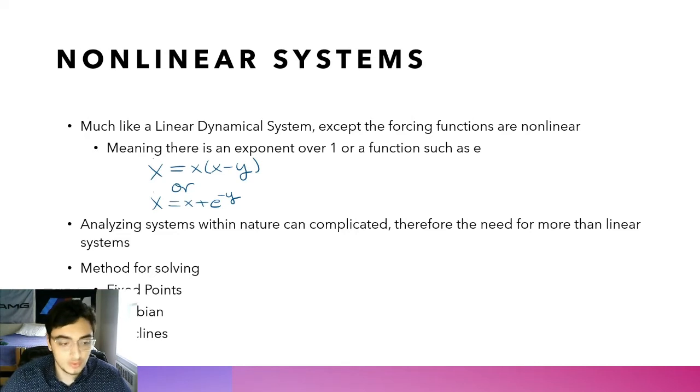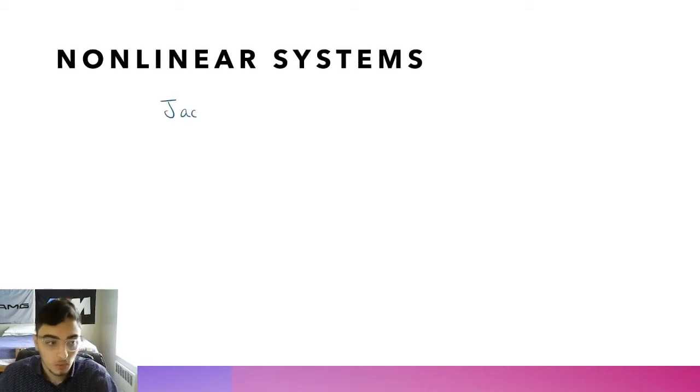So the method for solving these systems is first finding the fixed points, then finding the Jacobian, and the null clines. As previously mentioned in the last slide, we discussed nonlinear systems and the tools we need for them. Now we're going to go over the tools briefly because we will be using them later on to solve the nonlinear system of glycolysis. So let's begin with going over what a Jacobian is.